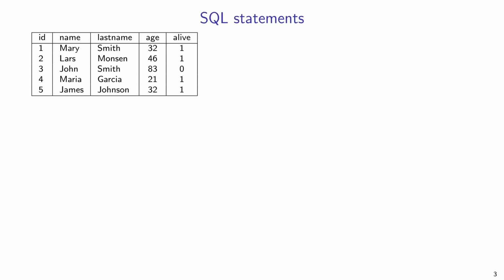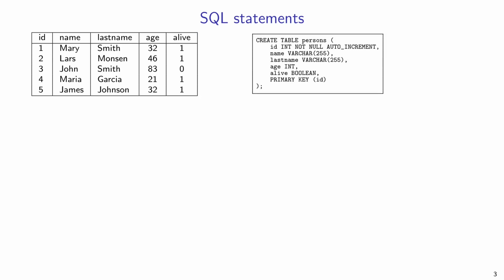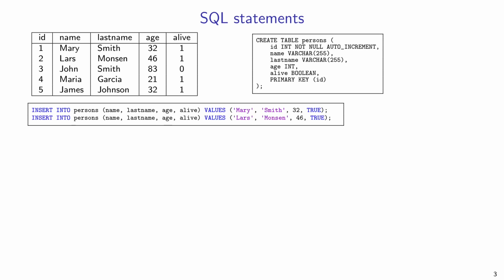Let's say we want to have a database table with columns for ID, name, last name, age, and a status indicating whether the person is alive. We can use the CREATE TABLE statement to create such a table, specifying here the column names and their data types. Then we can use INSERT statements to populate the table with data. Note that when specifying numeric values, we don't have to use quotes around them, though we can if we wish. Also note that in MySQL, true is equivalent to 1 and false to 0, as we can see here.